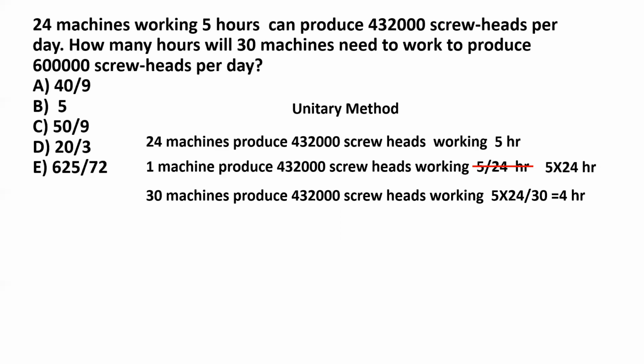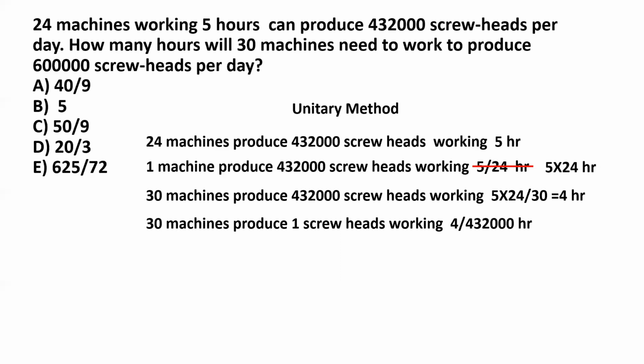So next, we basically bring the number of screw heads to 1 because it's a unitary method. So first we scale down the number of machines to 1, then we scaled it back up to whatever the problem asked, 30 machines, and now we're doing the same thing with the number of screw heads. So we first scale it down to 1, and when the number of screw heads decrease, now to produce lesser number of screw heads, I need less time, less number of hours, right? So when I scale down the number of screw heads, the number of hours will also get scaled down.